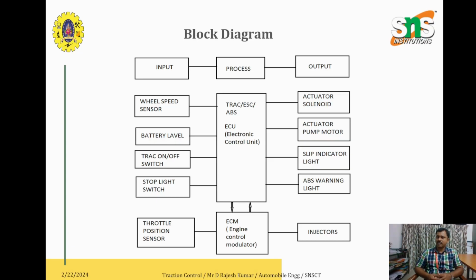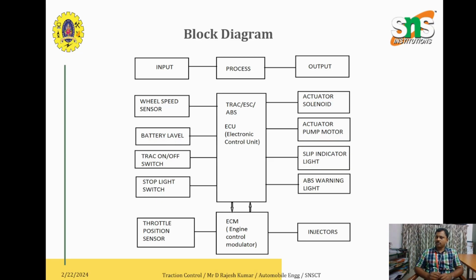You can see here the wheel speed sensor, the battery level, the TRAC on-off switch, the stop light switch, the throttle position sensor, the engine control module, and the electronic control unit. It is a combination of TRAC, that is the traction control system, the electronic stability control system, and the anti-lock braking system. So the three things you can see here are TRAC, ESC, and ABS. The next is the actuators: the solenoid, the pump motor, the slip indicator light, and the ABS warning light. So these are the major components of the traction control system.